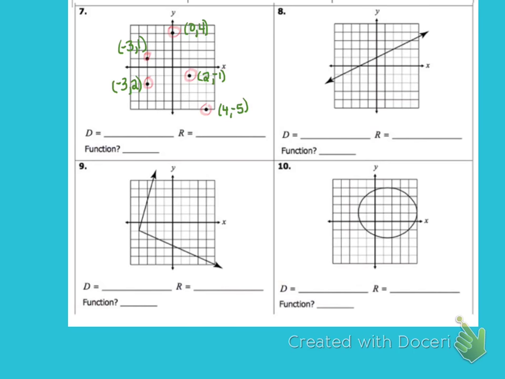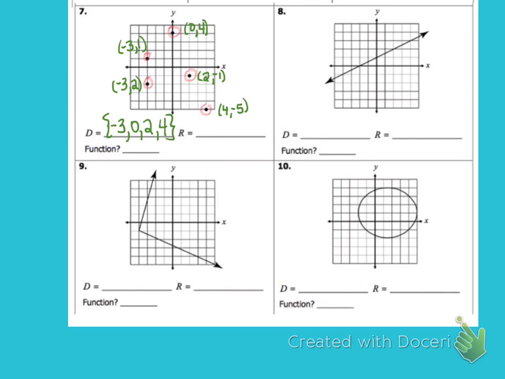Now, in order to list out the domain, I just have to go through every x value that I see, unless it's a repeating one, and list it down. And so I can see the smallest one as I move left to right is -3. And then as I slide over, the next x value I see is 0. And then I see a 2. And then finally a 4 is the largest x value.